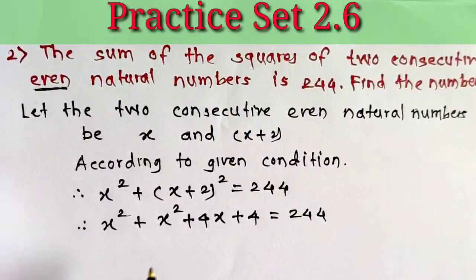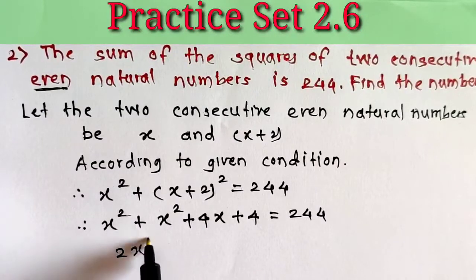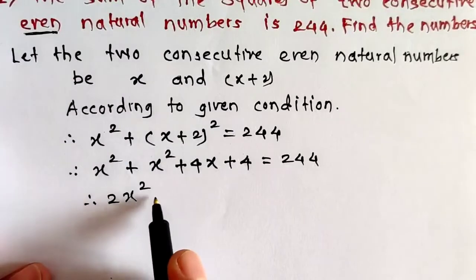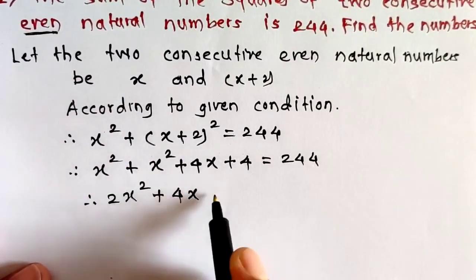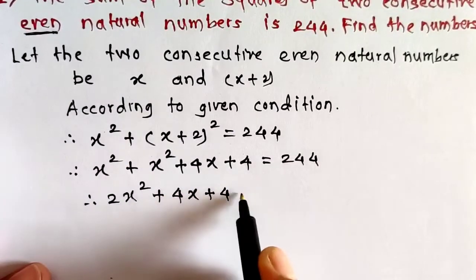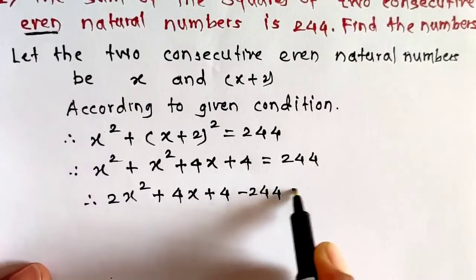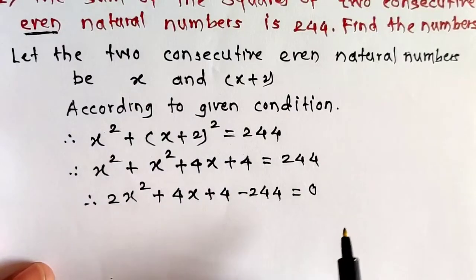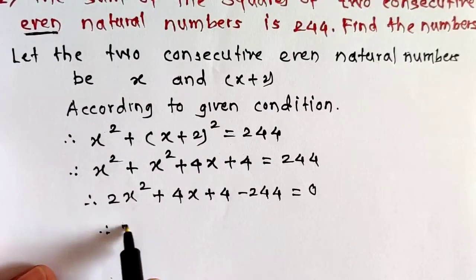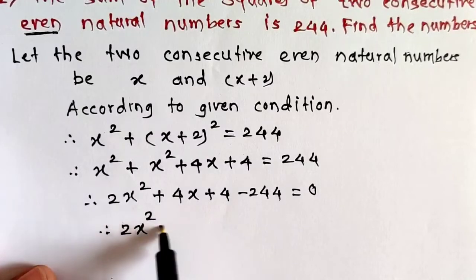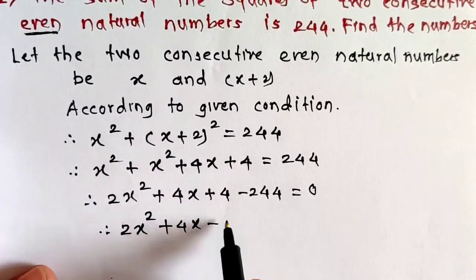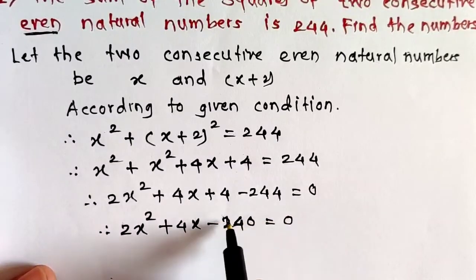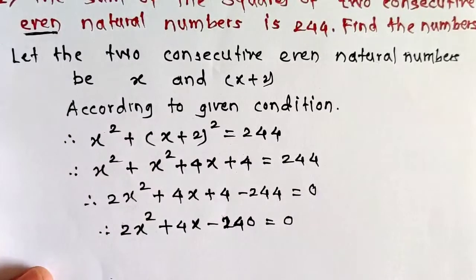So x square plus x square, we get 2x square, plus this 4x plus this 4 and minus this 244 is equal to 0. You know the standard form of a quadratic equation: 0 is only on the right hand side, other terms on the left hand side. So we get the equation 2x square plus 4x minus 240 is equal to 0. 4 minus 244 is minus 240.